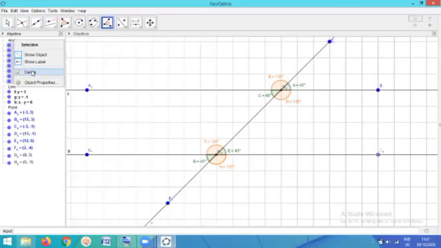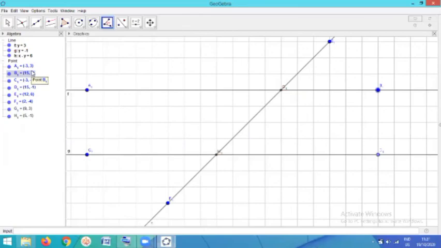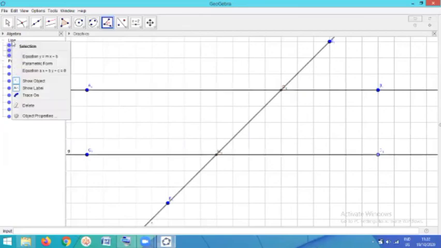I think that's all my explanation about application instruction media of lines and angles with GeoGebra.